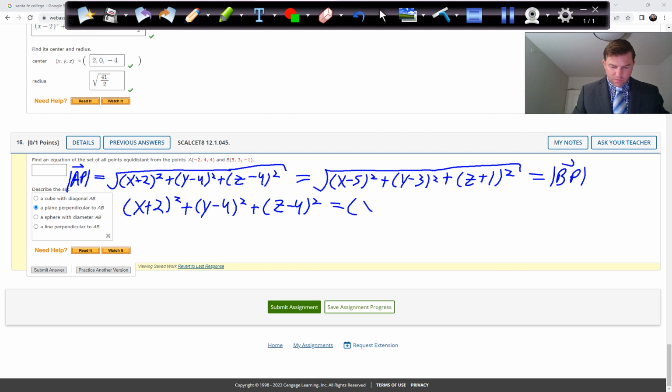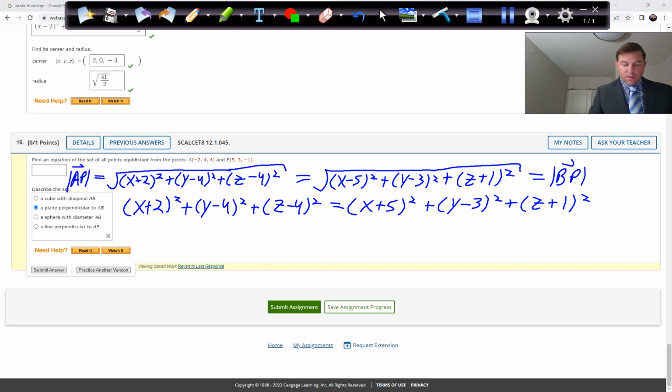That has to equal (x plus 5) squared, (y minus 3) squared, (z plus 1) squared. Okay, now you're going to love this. You have to FOIL these 6 terms. So this is going to be great practice in foiling, and I'm going to do it really fast.